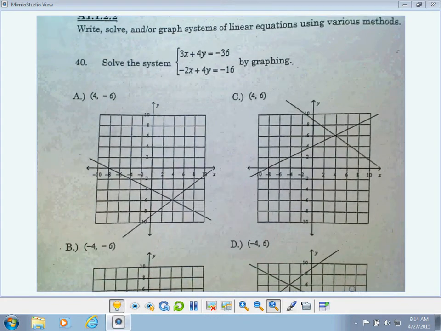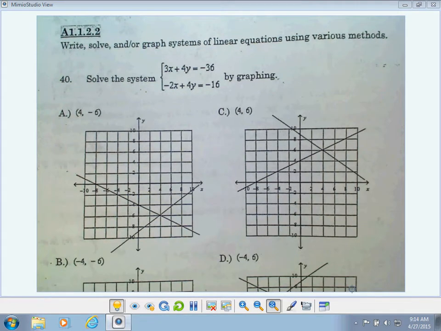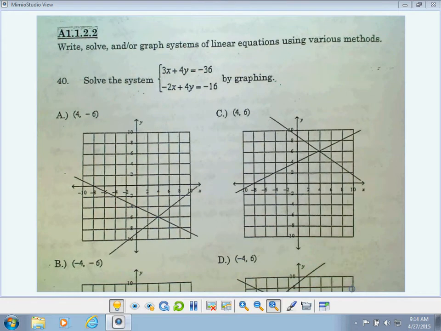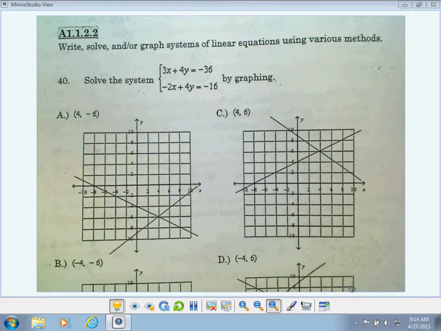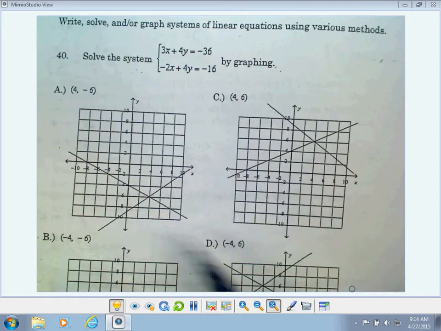Okay, let's look at what we have next. This is what I thought we might get to. We have systems of equations now. A system of equations is 2 equations instead of 1. This one says solve the system by graphing. So they gave you graphs down here and they tell you what the coordinates are for each answer.